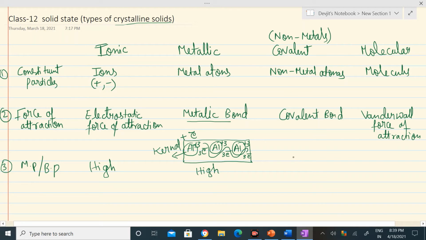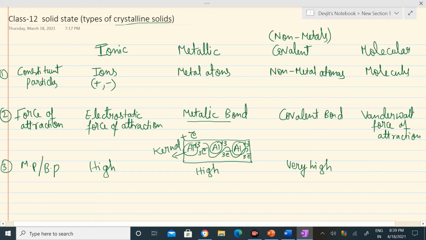Covalent. There are many covalent bonds. I can cite you an example like diamond. So diamond has a very high melting point. And the last is molecular solid.